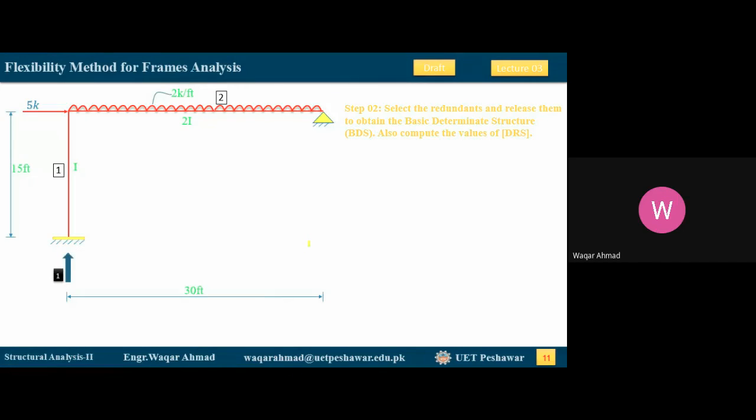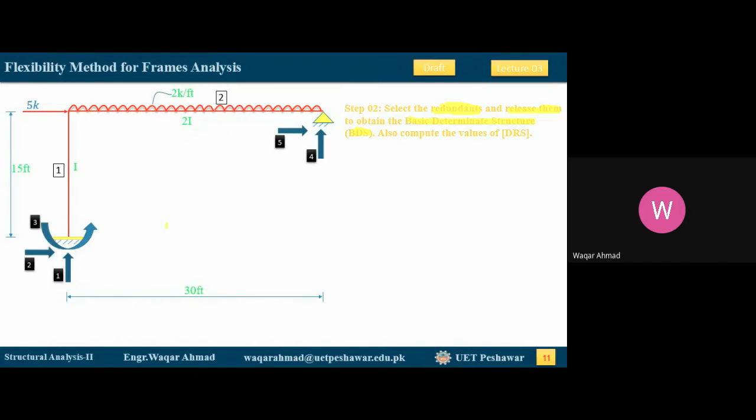So step number 2, we have to select the redundants. Redundants are the extra constraints. And we have to then release them to obtain the basic determinate structure, the BDS, right? So how do we do this? Now we have a choice. We can choose any of them. This is 1, this is 2, this is 3, this is 4 here, and we have a 5th one here also. These are the 5 unknowns out of the 11 unknowns. So we want to choose among these 5.